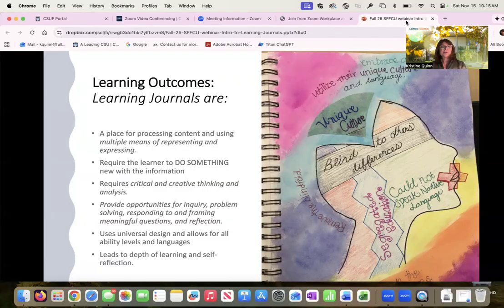They require the learner to do something new with that information, not just spit it back, not just repeat it. It requires critical and creative thinking and analysis. It provides opportunities for inquiry, problem solving, responding to and framing meaningful questions and reflection. And like I said before, it uses universal design and allows for all ability levels and languages. All of these processes lead to depth of learning and self-reflection.